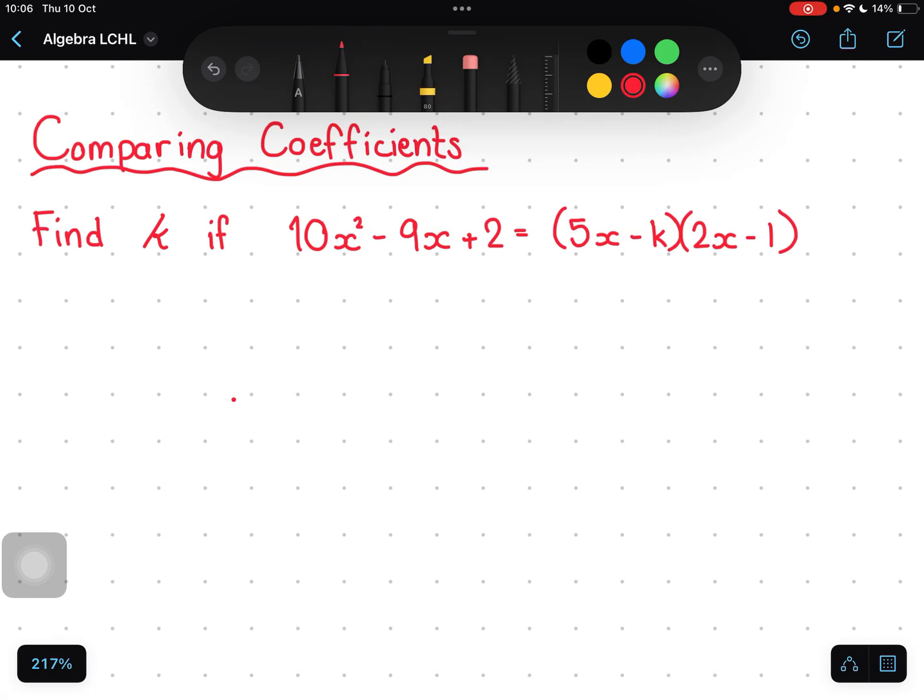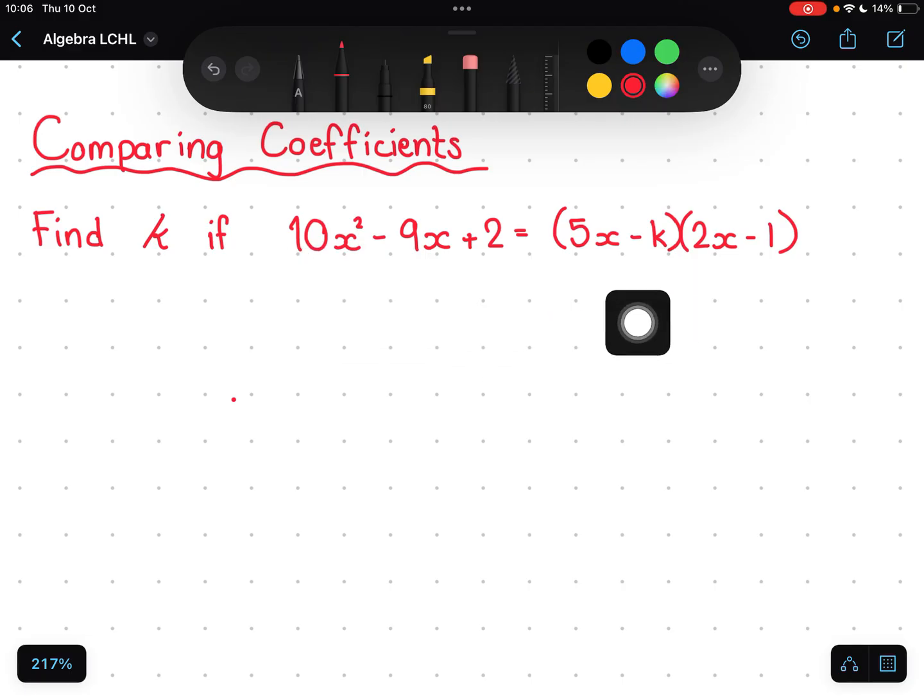Okay, so this question is looking at comparing coefficients. It says find k if 10x squared minus 9x plus 2 is equal to (5x minus k) by (2x minus 1). Okay, so we can see our factor theorem coming into play here because we have an x factor with another factor that includes an x. So we have two factors when in my expanded expression I have an x squared.